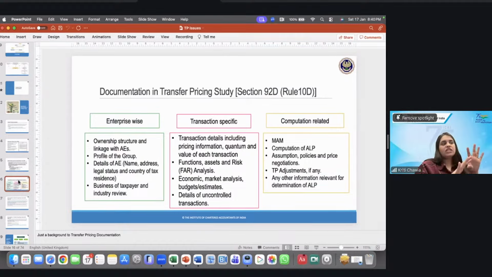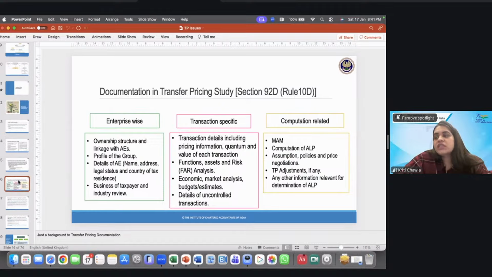So this will actually start with enterprise related information. So first part of TP study will be, and there is no format of TP study. We have to create it on our own. So the TP study will start with what is the ownership structure like, what does the taxpayer do? What is the ownership structure? What are the associated enterprises? What is the profile of the group? You have to explain that in a lot of detailed manner.